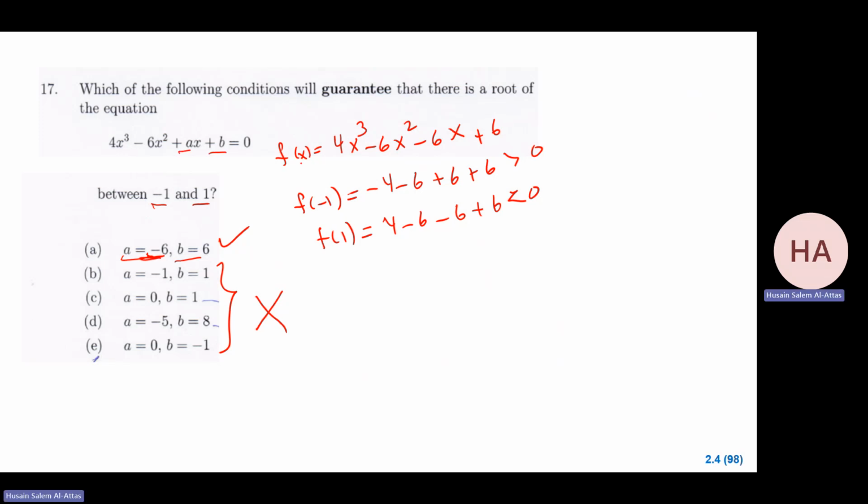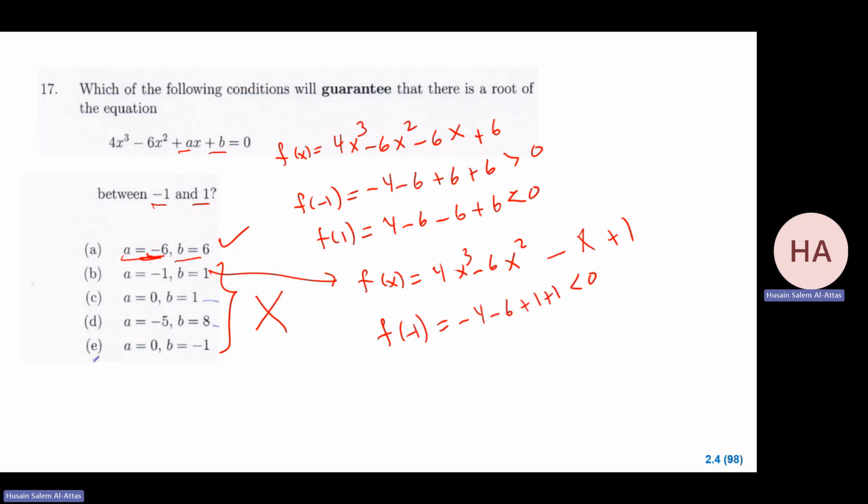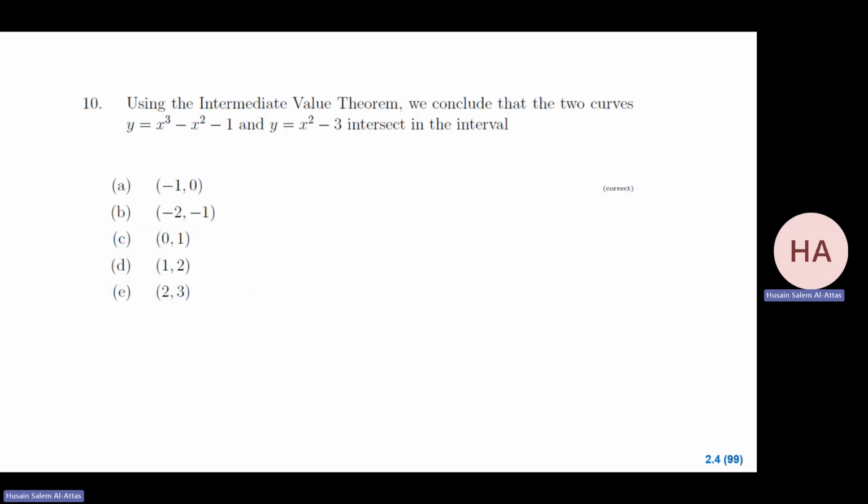So I need to check 5 functions. So for the second one, you need to check this function. 4x cubed minus 6x squared minus x, I mean, plus 1. Let me do the second one. f of minus 1, it will be what? Minus 4 minus 6 plus 1 plus 1, negative. f of 1, it will be 4 minus 6 minus 1 plus 1, also negative. So that will not help. And you need to do the same for the rest, which is too odd.